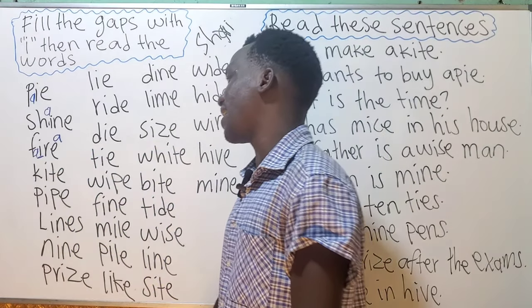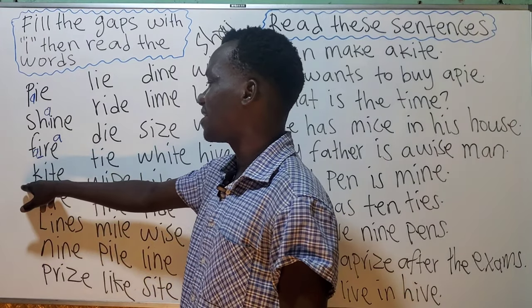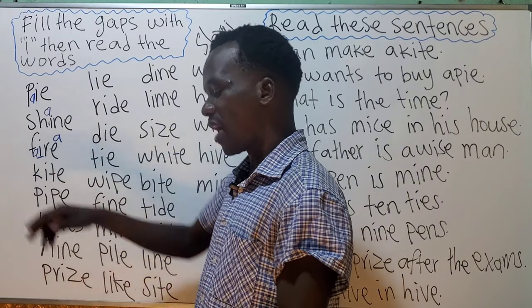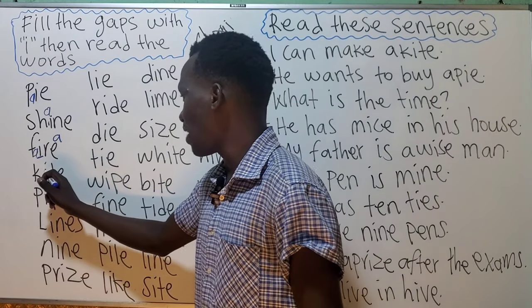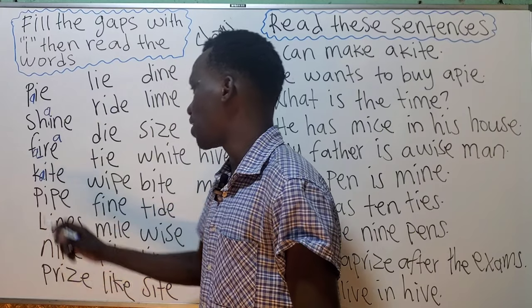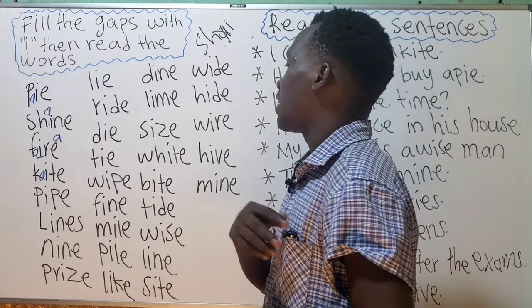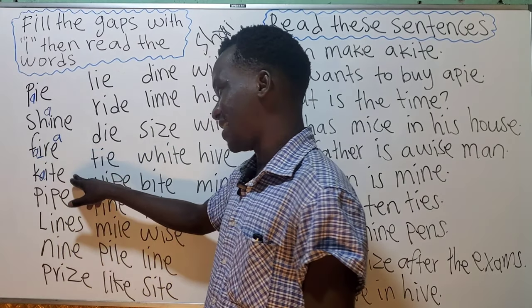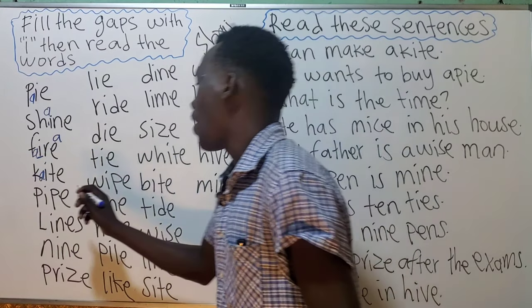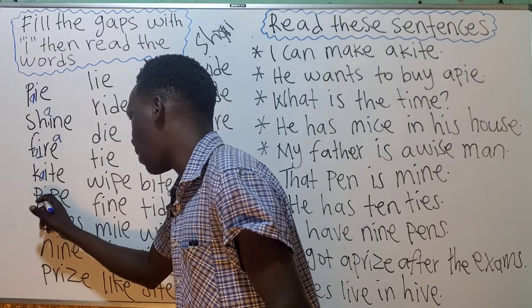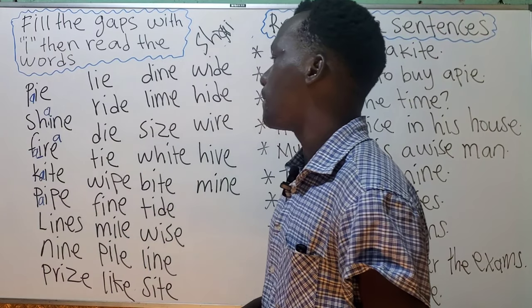And then kite. E is silent. It is kite. There's also an A here that you are not able to see. It is kite.